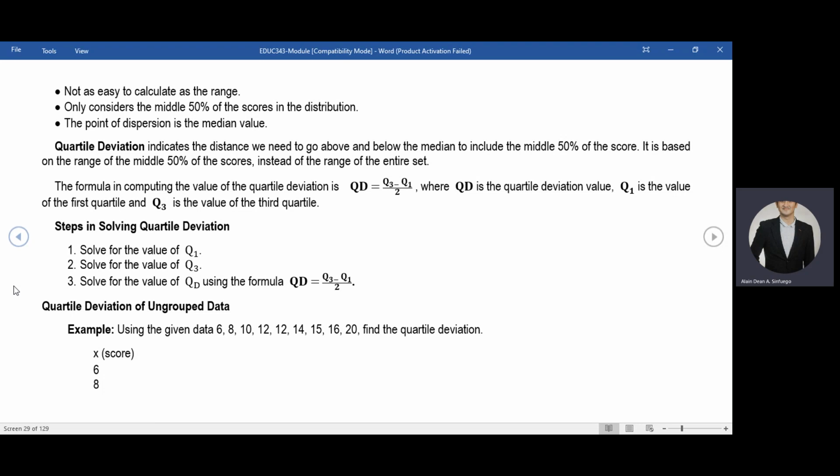How about the quartile deviation? It indicates the distance we need to go above and below the median to include the middle 50% of the scores. It is based on the range of the middle 50% of the scores instead of the range of the entire set.